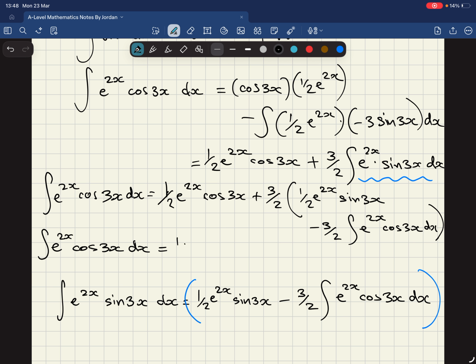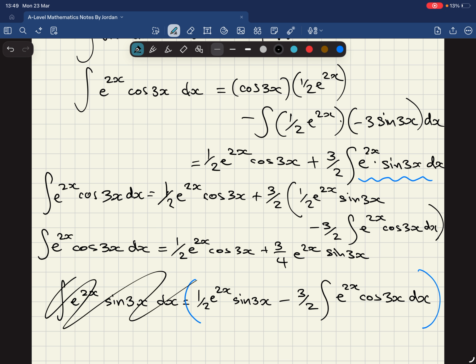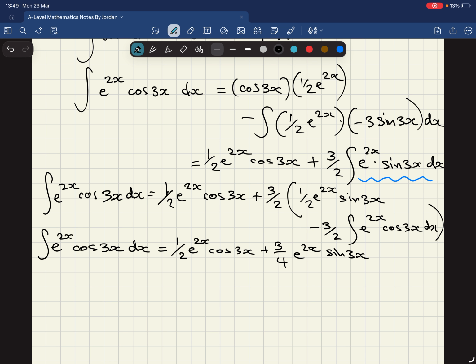So what do we have? We've got half e to the 2x again, cos 3x. Now, multiplying the 3 over 2 by the whole bracket is going to give us plus 3 over 4 e to the 2x sine 3x. Then we've got this 3 over 2 multiplied by minus 3 over 2 here. Let me just move this out of the way so we don't need it anymore. So that's going to give us minus 9 over 4 for this bit, and then we've got this integral, which I'll just write.